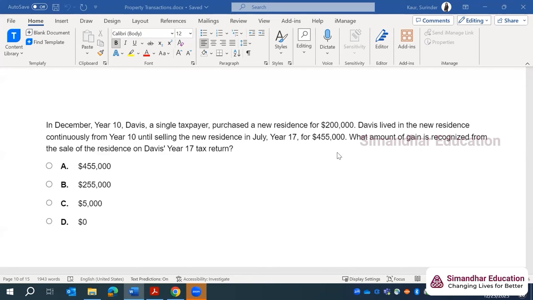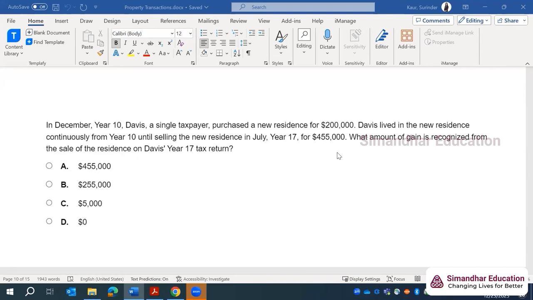So if you are a single taxpayer, what is the exclusion amount that is available for you for the sale of the property? It is $250,000. Now, in order for me to get the exclusion, I have to satisfy two requirements. I have to use the property for 2 years in the 5 years from the date of sale, and I have to own the property for 2 years. So do I satisfy both the requirements? Davis is living in that new residence continuously for 10 years and he's also owning the property. So I satisfy both the requirements.